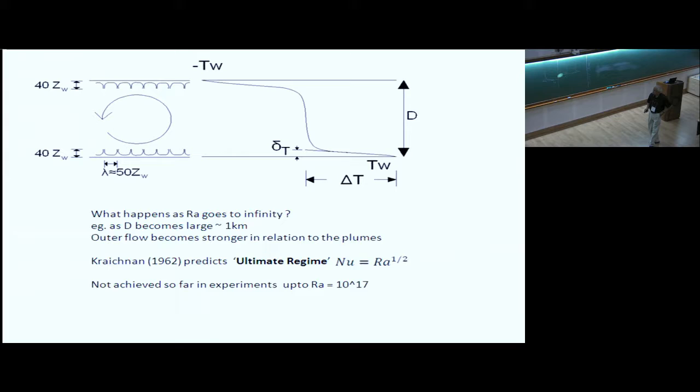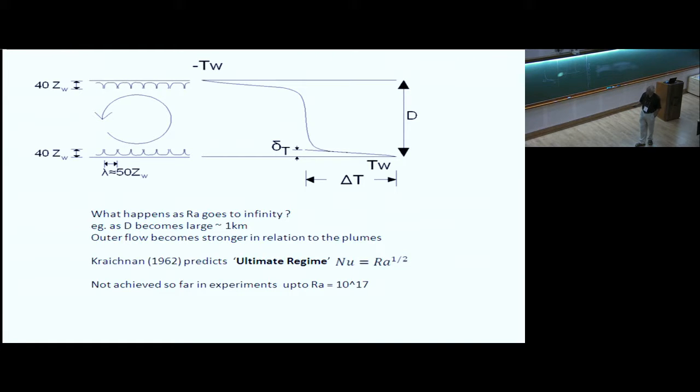And one of the things which people have been looking at, in fact, including Professor Srinivasan, is what happens to the heat flux at very high Rayleigh numbers. And of course, Kraichnan had predicted that you would go to this ultimate regime, what is called the ultimate regime now. That is, you get Nusselt number scaling like Ra to the power of half. And in the experiments so far, it's still controversial whether that regime has been reached at all.